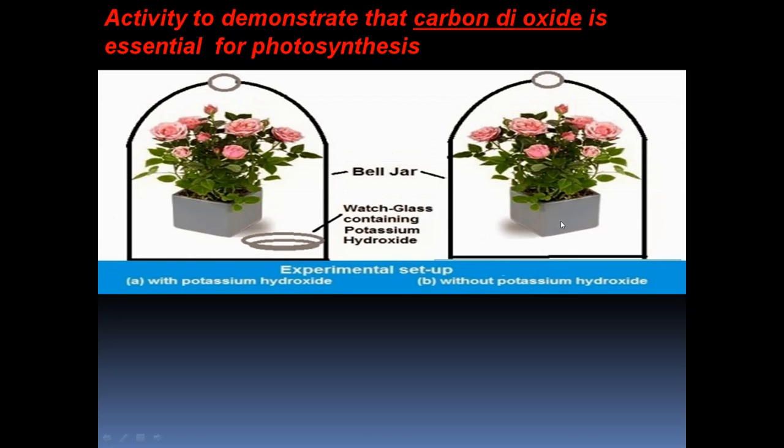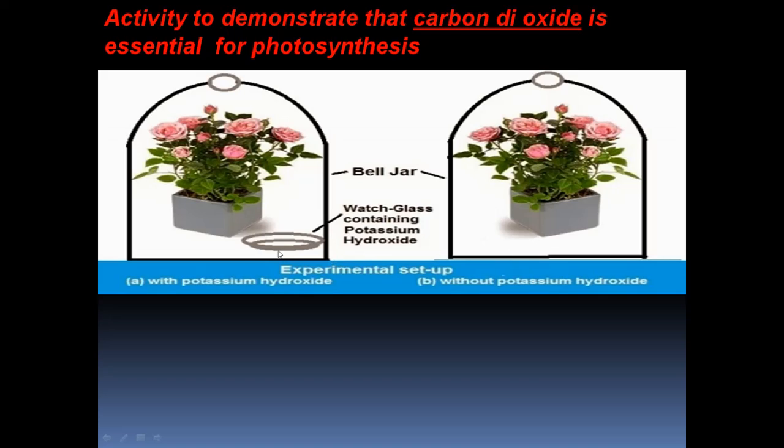As you can observe in this image and easily understand by seeing the image that we have taken, we should take two potted plants of the same size. And we should make the arrangement like this. Let us label this pot 1 as A and this pot as B. Pot A and pot B.